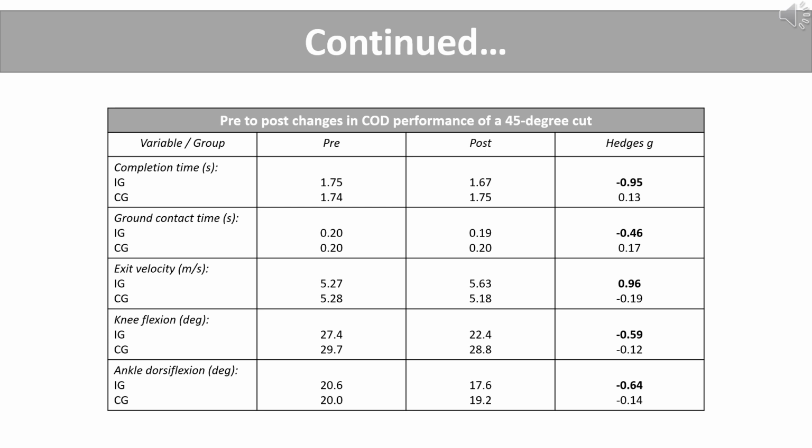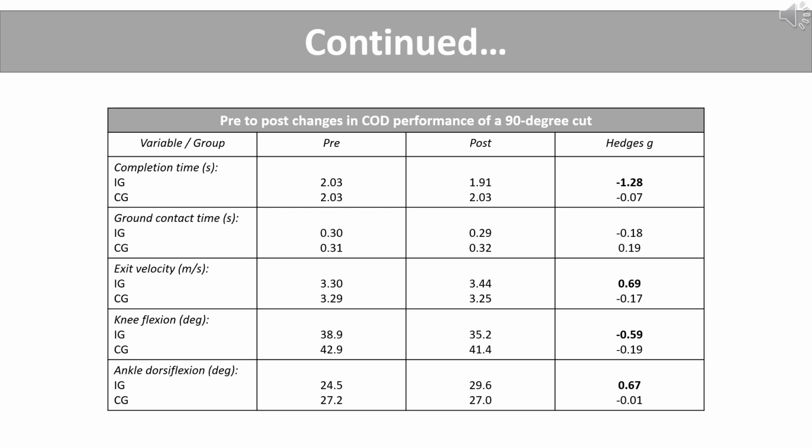And we'll also now have a look at the effectiveness of this for the 90-degree cutting task as well. So similar results seen for the 90-degree cut, although not completely identical. We see that the intervention group are substantially faster at performing the task. Actually, there's no meaningful change in ground contact time this time, although they are still 0.01 second faster. Exit velocity again shows a moderate to large improvement. Again, the control group show no change in any of these variables.